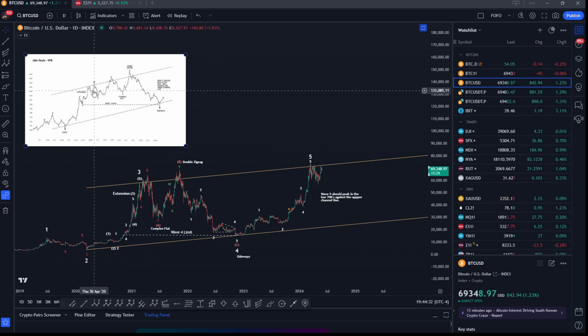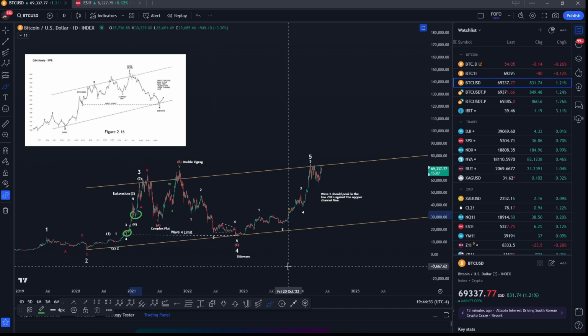So this being a fourth, let me take my marker so I can draw on it. This being a fourth wave and this being a fourth wave, the guideline is, in the bullish case, the lower of the two. So in the case of Bitcoin here, this is a fourth wave and this is a fourth wave, and the guideline is the lower of the two.